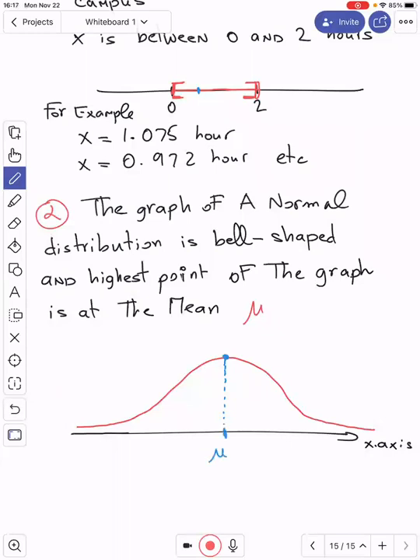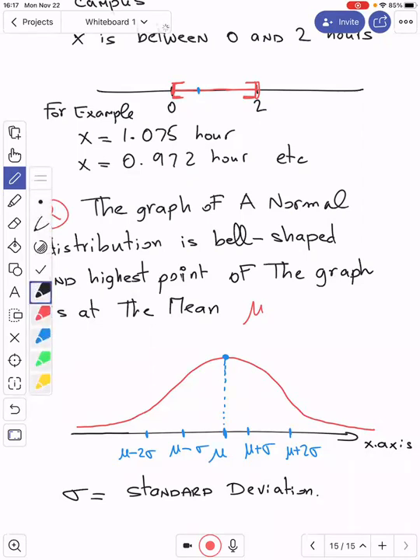Of course, here, this is mu plus 1 standard deviation. This is mu plus 2 standard deviations. This is mu minus 1 standard deviation, and here it's mu minus 2 standard deviations, etc. But anyway, the point is the highest point of the graph is at the mean. Here sigma is the standard deviation.